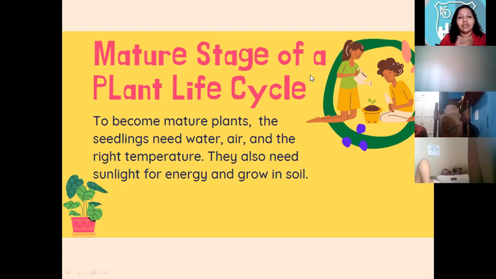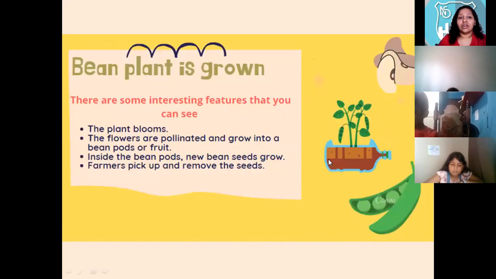So to become a mature plant, the seedling needs water, air, right temperature again, and it also needs sunlight for energy, and to grow in soil. Okay, so over there, in this case, when we have a bean plant, do you remember that we started working with bean plants, right?